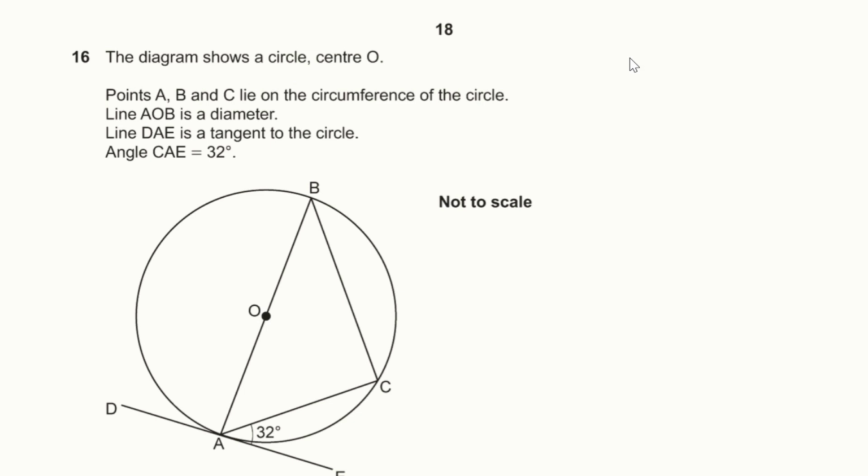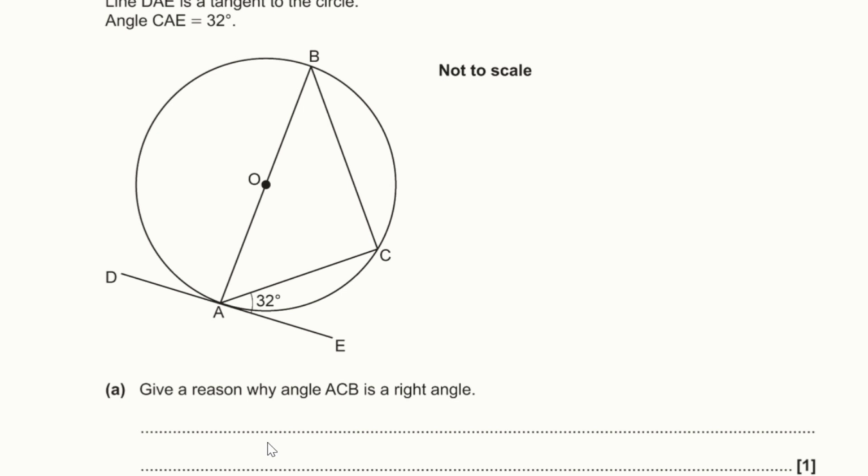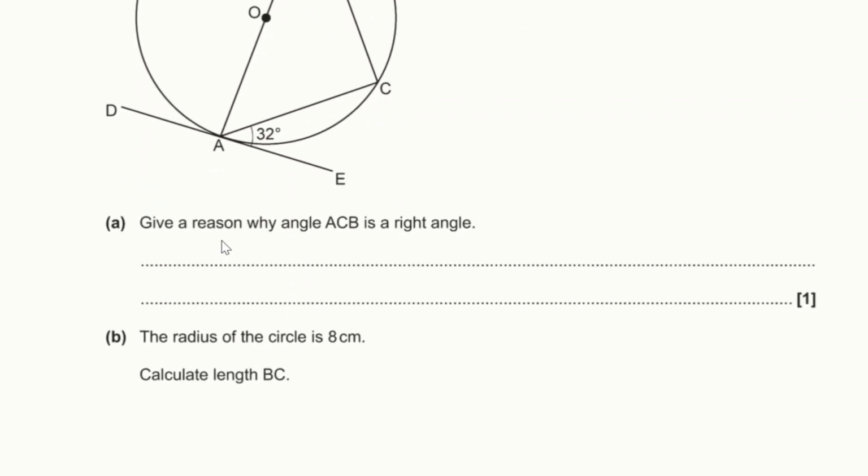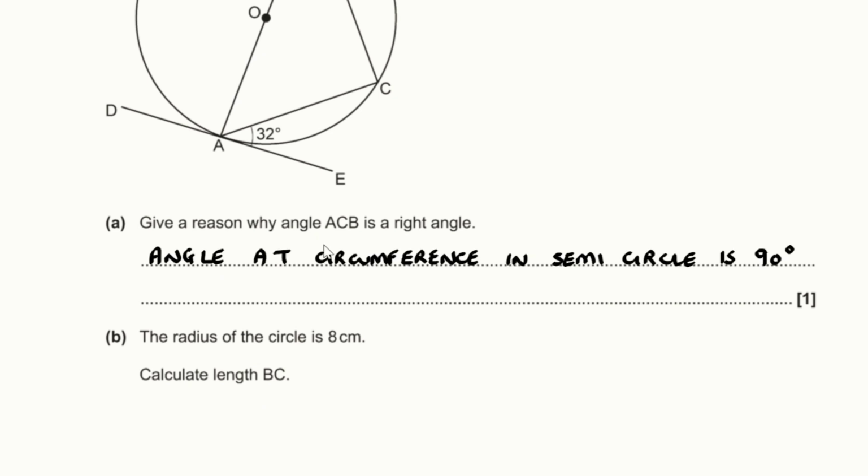Question number 16. The diagram shows a circle with center O. The points A, B and C lie on the circumference of the circle. The line AOB is the diameter. The line DAE is a tangent to the circle. And the angle CAE is 32 degrees. For part A, we have to give a reason why the angle ACB is a right angle. Quite simply, the angle at the circumference in a semicircle is 90 degrees.